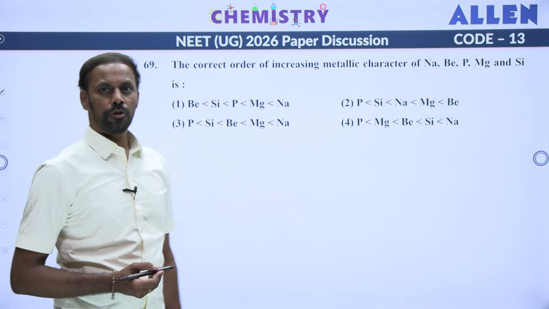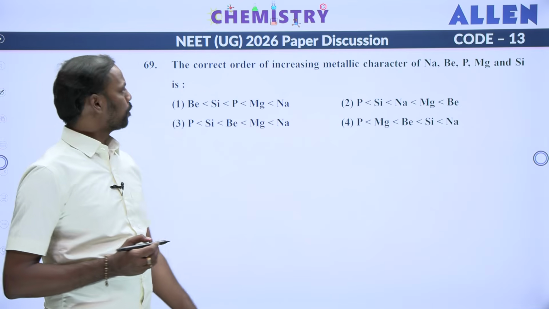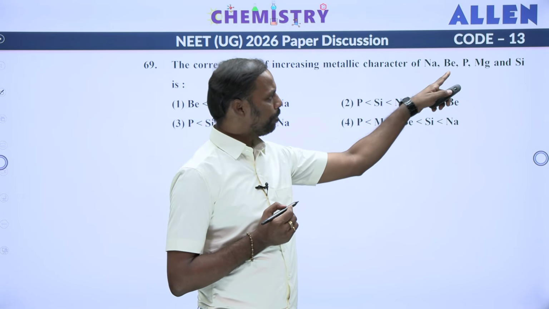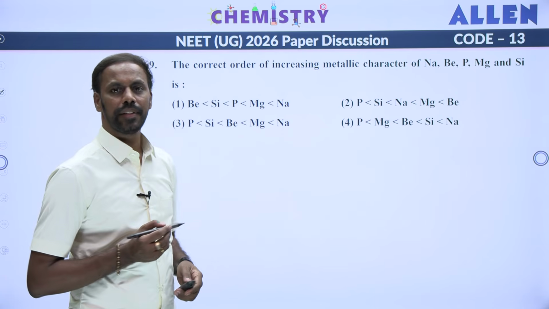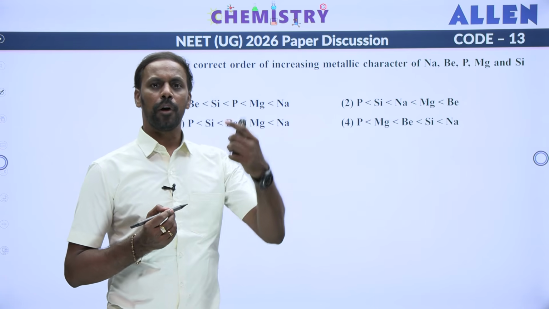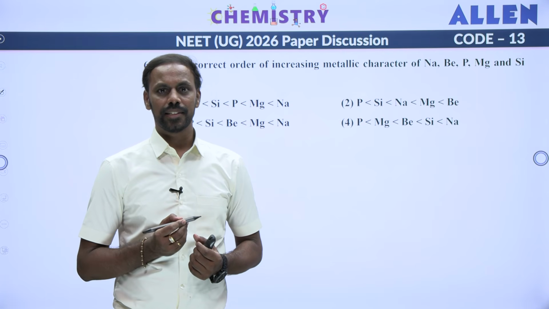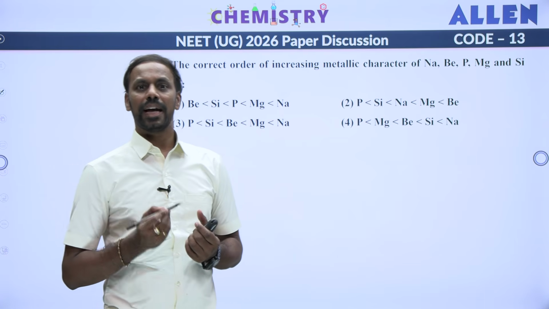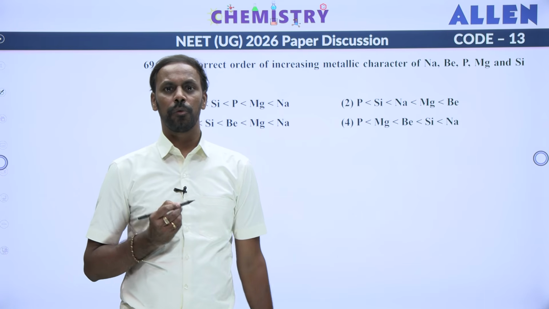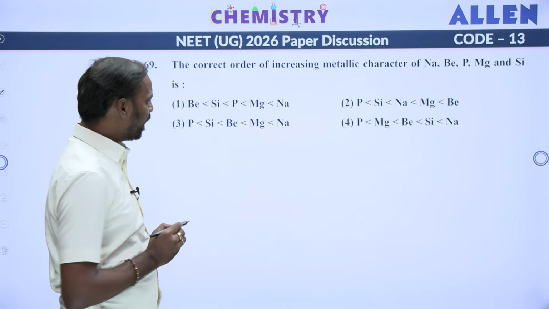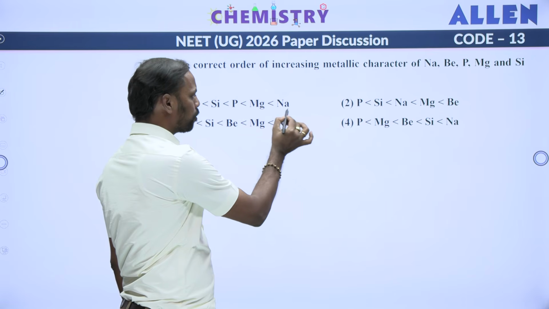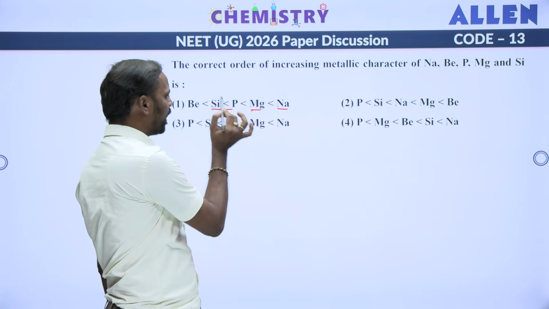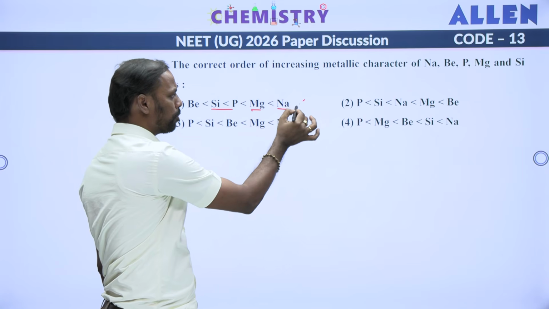Hello my dear student. So we will see question number 69. They have given sodium, beryllium, phosphorus, magnesium and silicon, and asked for the correct order of increasing metallic character. As we know, from top to bottom in a group, size increases as well as metallic nature. From left to right in a period, size decreases, and metallic nature also decreases. Based on that, in this option sodium, then magnesium is given, but after that silicon, then phosphorus, then beryllium. So this option is wrong.